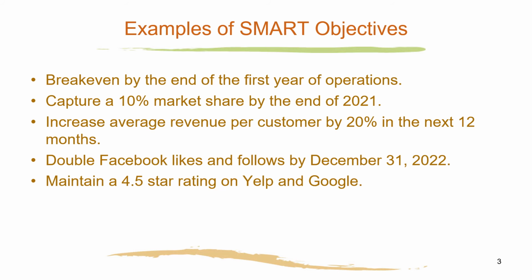Now, each of these satisfies all 5 elements of being smart marketing objectives. They're specific, measurable, actionable, relevant, and time-bound. Even the last item on this slide is time-bound, because if we're going to maintain a 4.5-star rating on Yelp and Google, that means that it would never in any quarter, any month, any year fall below the 4.5-star rating.